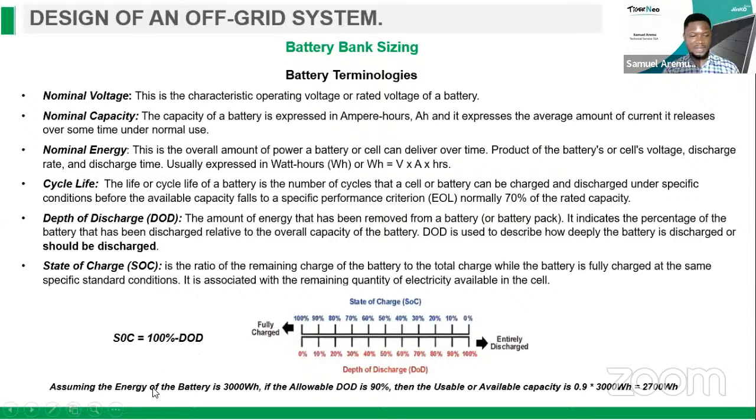And just to understand what DOD means mathematically, for example, let's say you have a battery of 3 kilowatt hour, which is 3,000 watt hour, and the manufacturer says the allowable DOD for this battery is 90%. That means the usable capacity you can use in that battery will be 0.9, which is 90% of 3,000 watt hour. And in this scenario, we have 2.7 kilowatt hour, rather 2,700 watt hour.